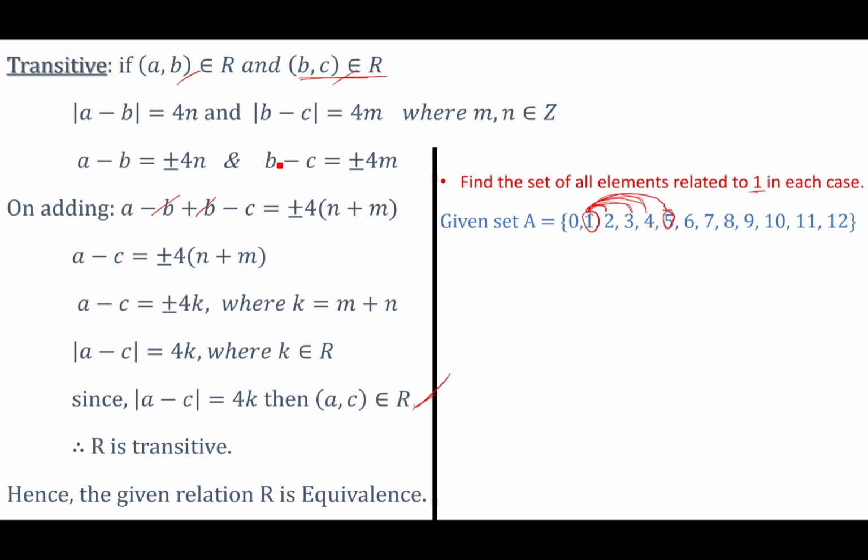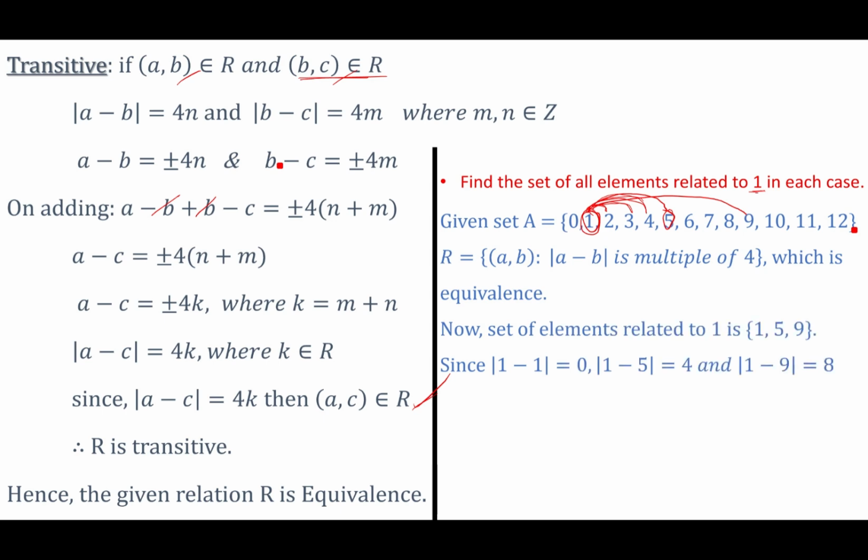We need to relate it to 1 only. He is asking related to 1 only. So 1 minus 9 is 8, which is a multiple of 4. That is why I choose it. Check, this is the relation defined by multiples of 4. Other than that, I cannot take any. 1 minus 13 is possible, but 13 is not here. So the set related to 1 is {1, 5, 9}. Since modulus of 1 minus 1 is 0, which is a multiple of 4, 1 minus 5 is 4, and 1 minus 9 is 8. So this is the set we have to find.